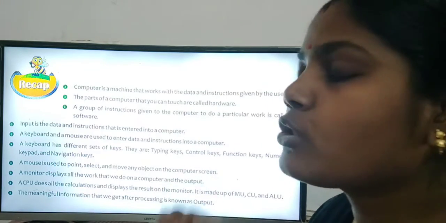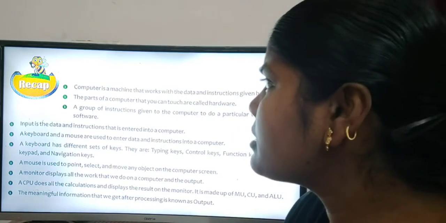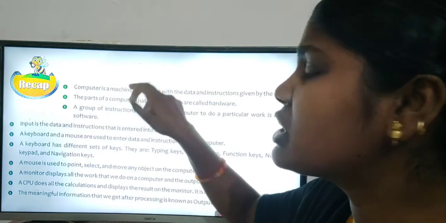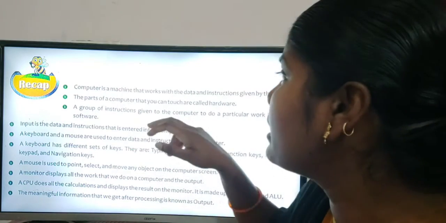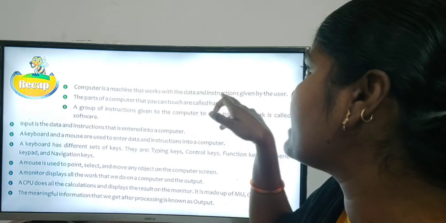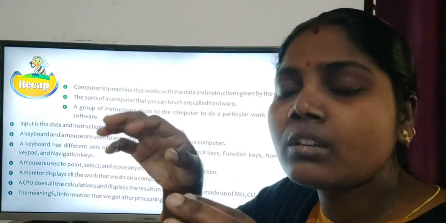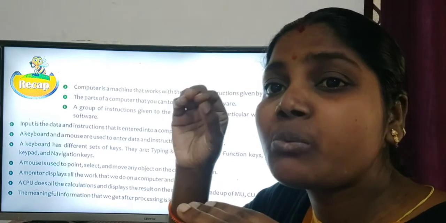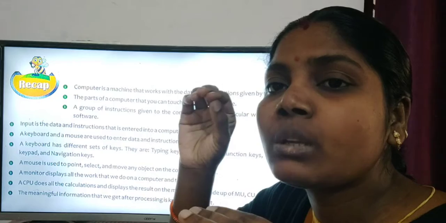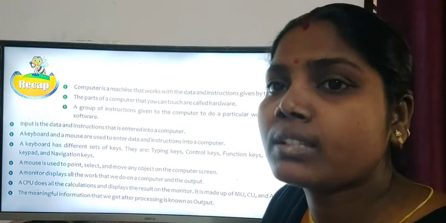In the first topic, we learned what a computer is. A computer is a machine with the data and instructions given by the user. Computer is a machine, but it doesn't work by itself. We have to give instructions. The user should give instructions to the computer, then the computer works.